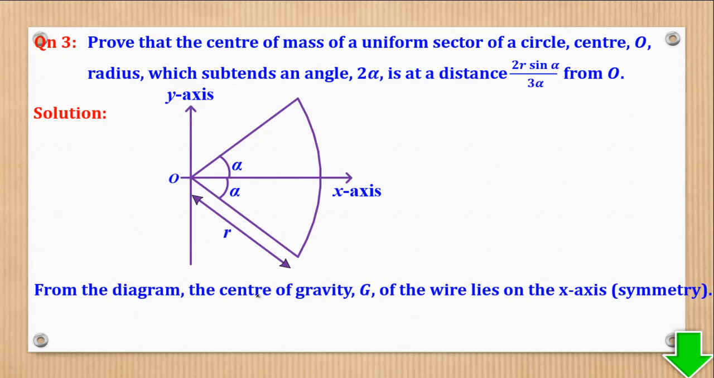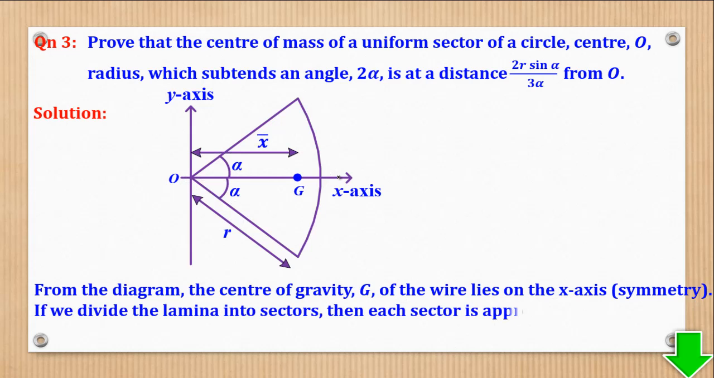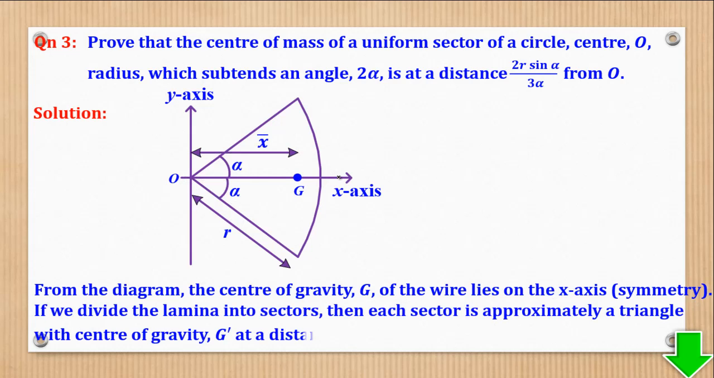So from the diagram, the center of gravity G of the lamina lies on the x-axis here, which is because it's the line of symmetry, which is true. So let it be at that point G. Now, if we divide the lamina into 2 sectors, then each sector is approximately a triangle with a center of gravity G prime at a distance 2/3 r from O.